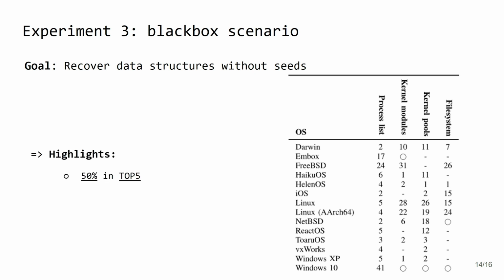For the list of processes, for example, Fossil is able to put the true positive list of process data structure in the top 5 results for 50% of the operating systems, and in the top 20 for 80% of the operating systems in our dataset.